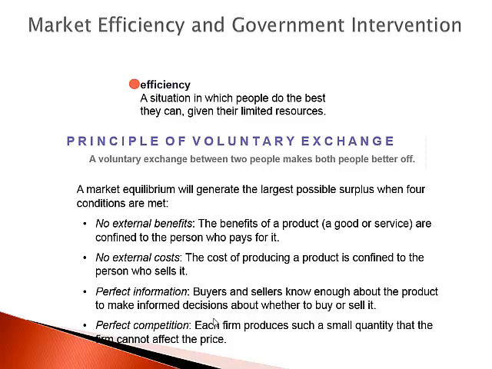The first is no external benefits. The benefits of a product are confined to the person who pays for it. Essentially, if I buy something, let's just say I bought a TV, and you benefited from that TV. I don't understand how you might be able to, but let's just say that by me buying a TV, you were able to come over to my house at any time and get that TV and watch that TV. Well, because of that, you no longer have the inclination to go buy that TV.